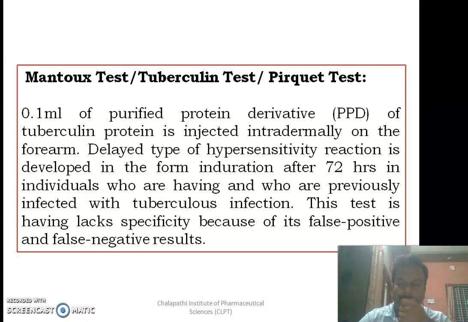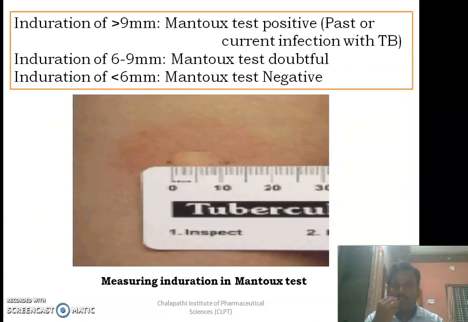If any individual has symptoms of tuberculosis and comes to you, to screen whether he has tuberculosis or not, we inject 0.1 ml of purified protein derivative of tuberculin protein intradermally in his forearm, and observe for the development of any hypersensitivity reaction around the site of injection. If he develops any induration at the site, based on the diameter of the induration we decide whether the Mantoux test or tuberculin test is positive.